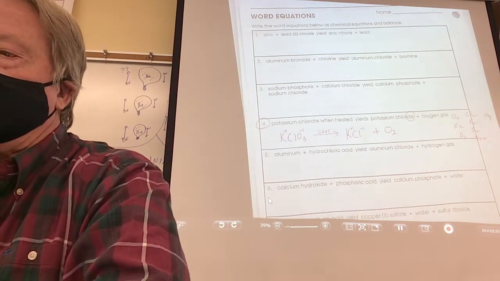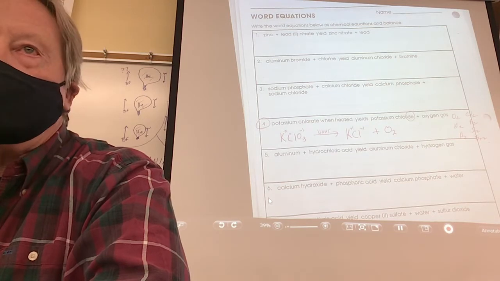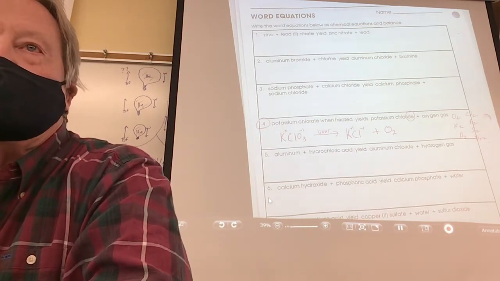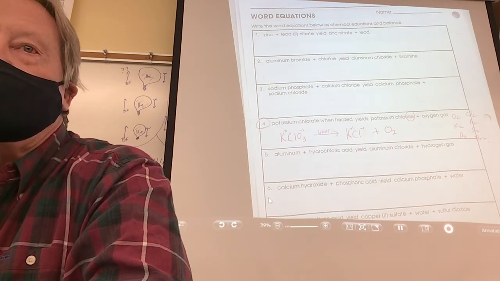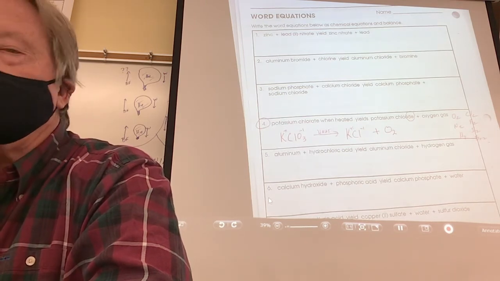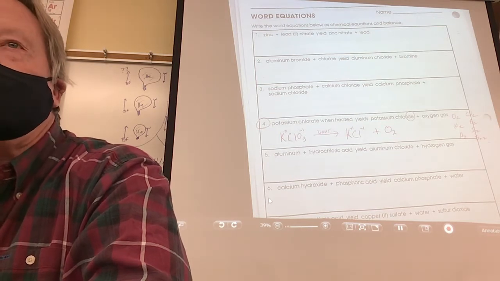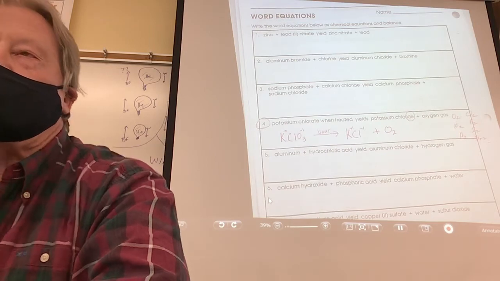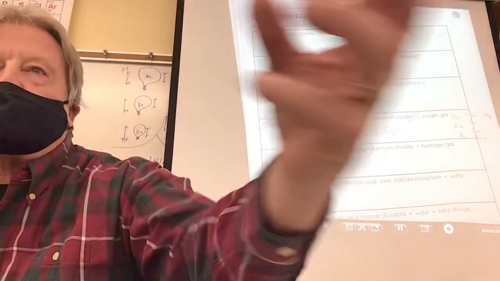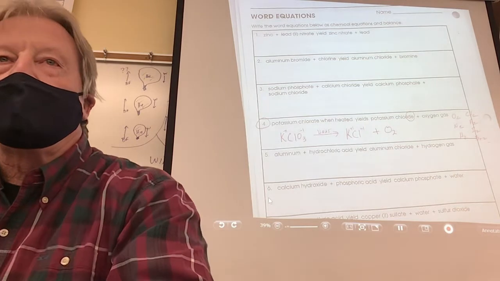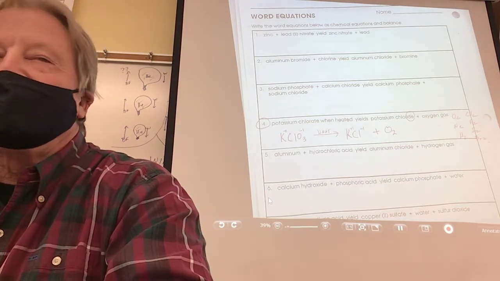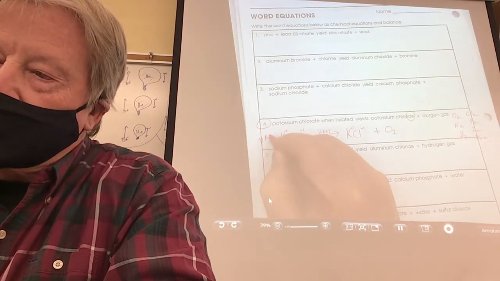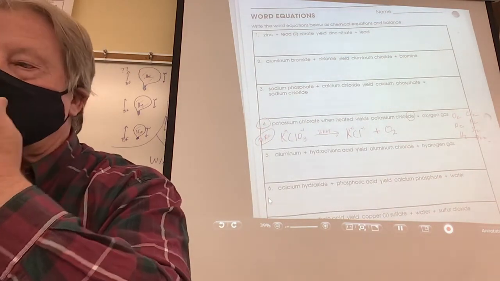Can you classify that for me? You don't need to look at that paper. Come on, you can do it. What do you think? What looks like it's happening? You've got this chemical and it's breaking down into... Yeah, very good. See, decomposition. Now we're going to balance it.